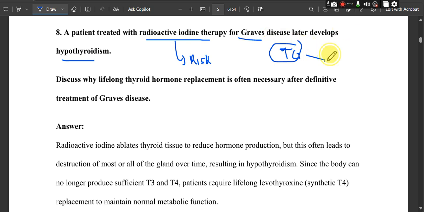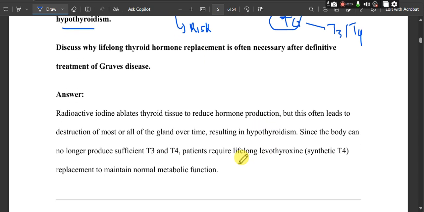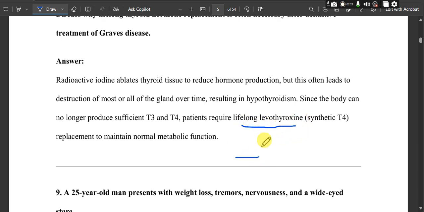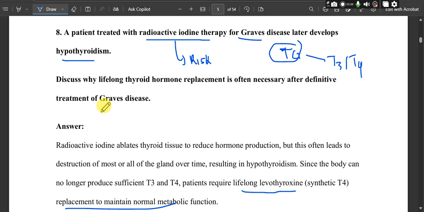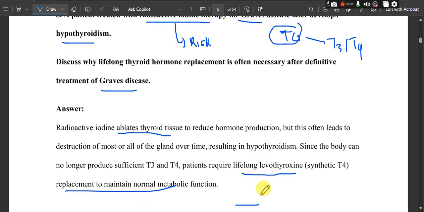in as much as you'd have treated Graves' disease, the person won't be able to produce T3 and T4, so you have to put them on lifelong medication. You need to supply them with lifelong levothyroxine, which is just a synthetic T4, because these hormones in Graves' disease are simply too high and causing problems. So if you treat them with this, they will reduce, but the thyroid gland will not be able to produce these hormones. Radioactive iodine ablates and destroys the thyroid tissues, so the person would have to be on lifelong levothyroxine.